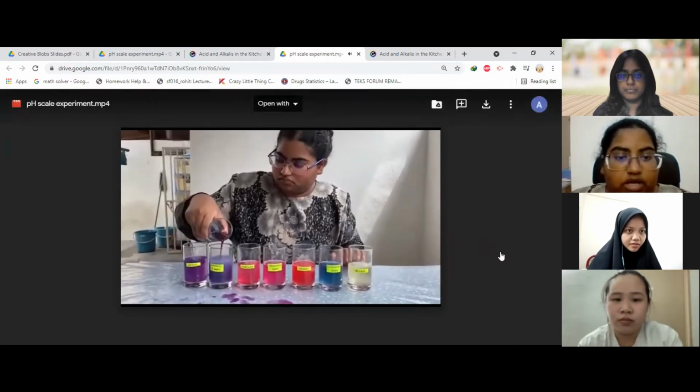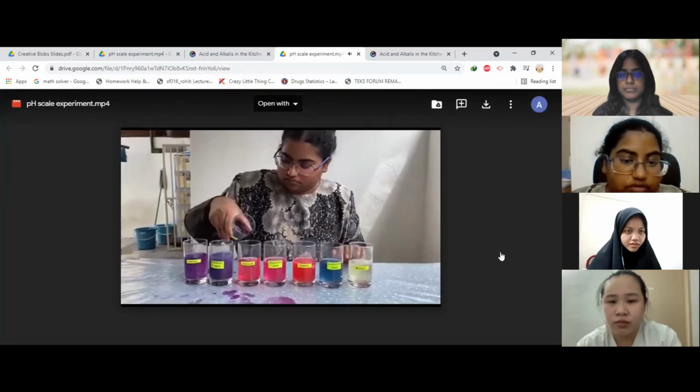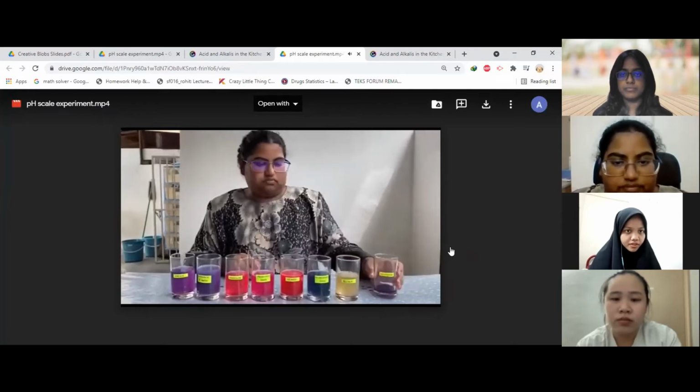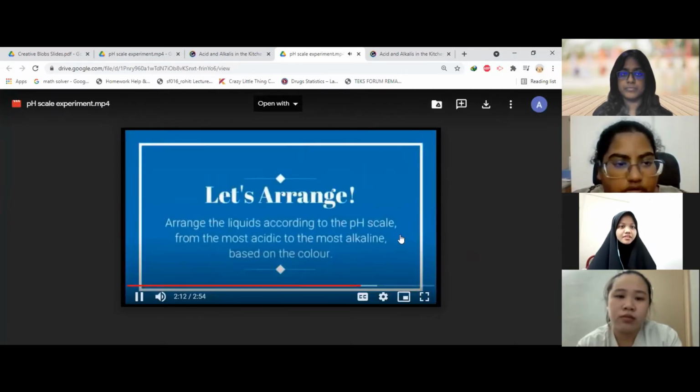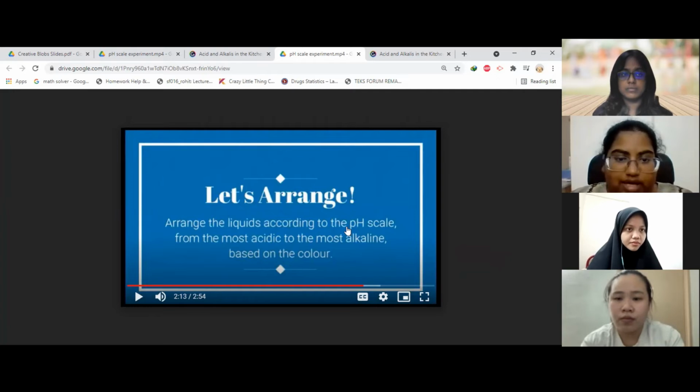You can see the colors more clearly now when more indicator is added. Can you see the lemon juice is red? Okay. So if you all noticed, just now when I showed you the indicator for the cabbage water, the colors were from red until neutral, which was purple, and then it went to blue, and then greenish until it reached yellow, correct? So now I'm going to arrange the liquids according to the pH scale in the video, and let's see if you can guess the arrangement correctly.